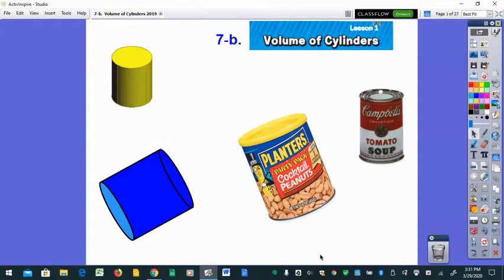This is Woodruff here. So now that we've done a review of volume and a review of circles, we're going to put those two together today and start our circular volumes with the 3D figure, the cylinder. On the screen here, you can see some examples of cylinders, your soup can, the can holding the nuts here, and some other figures over here.